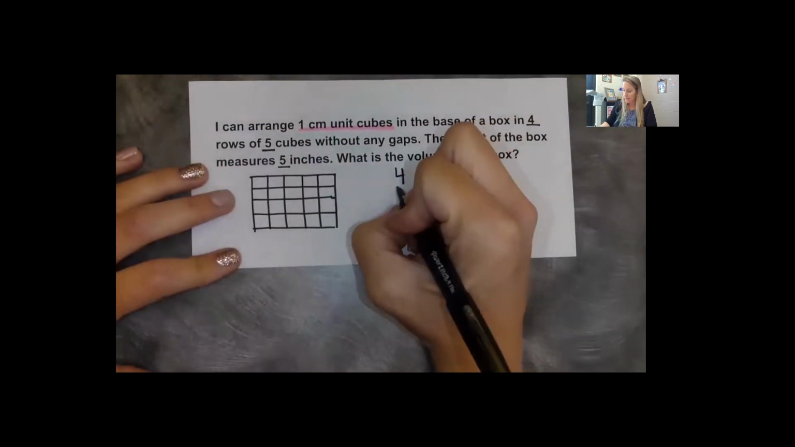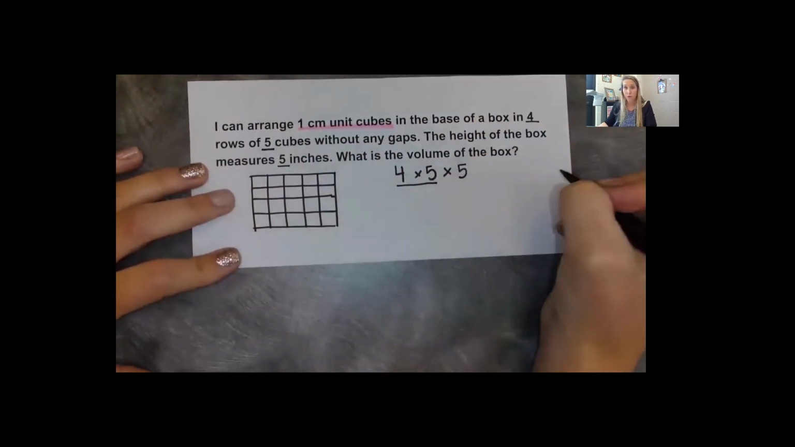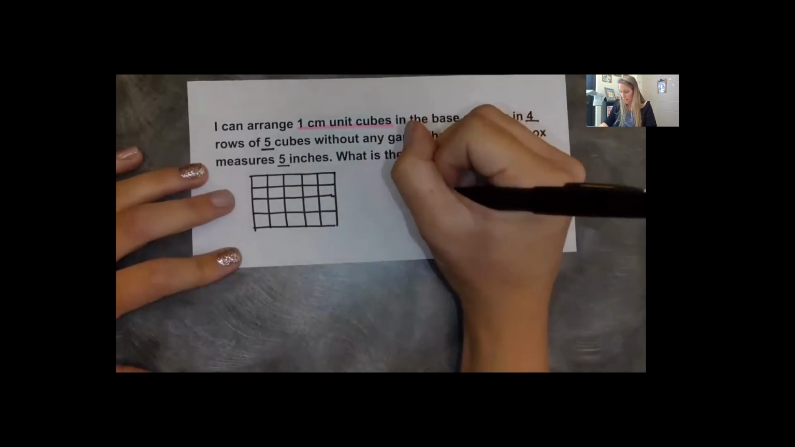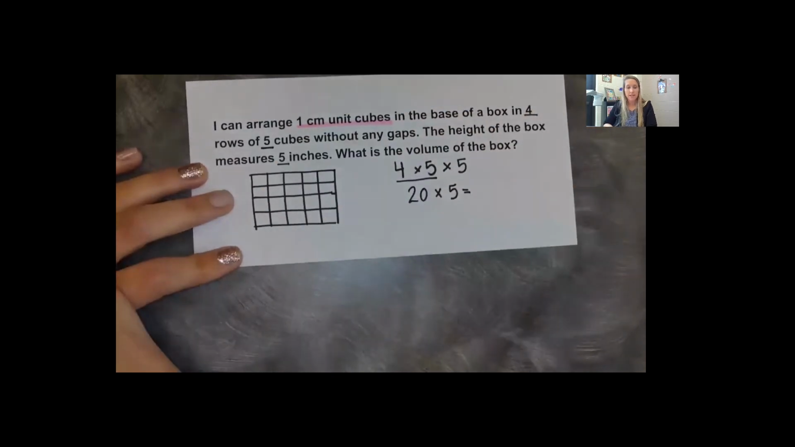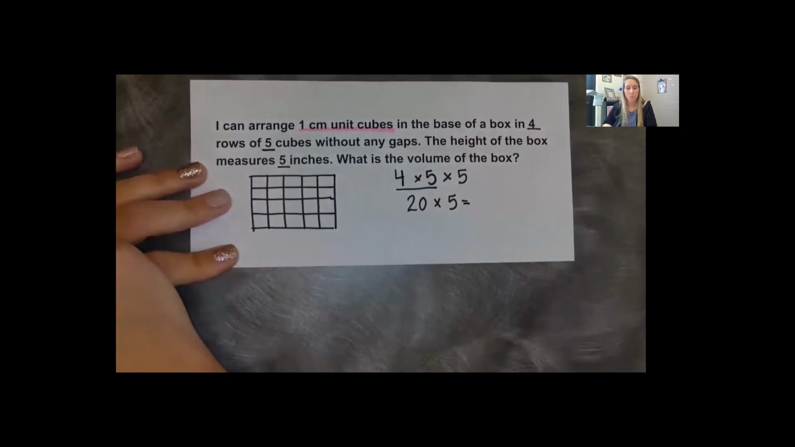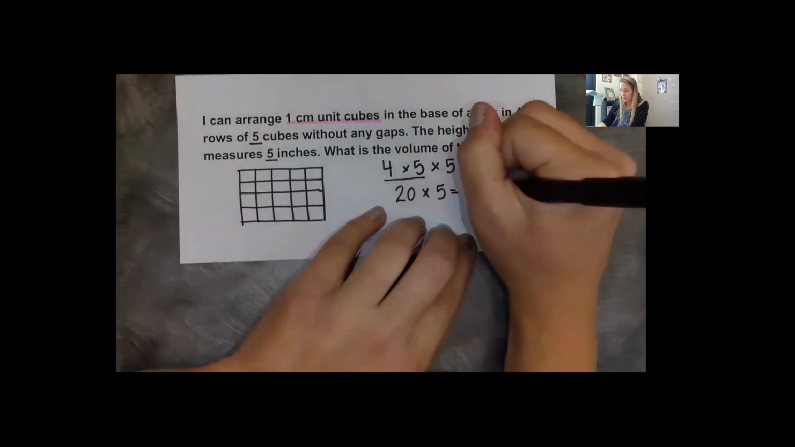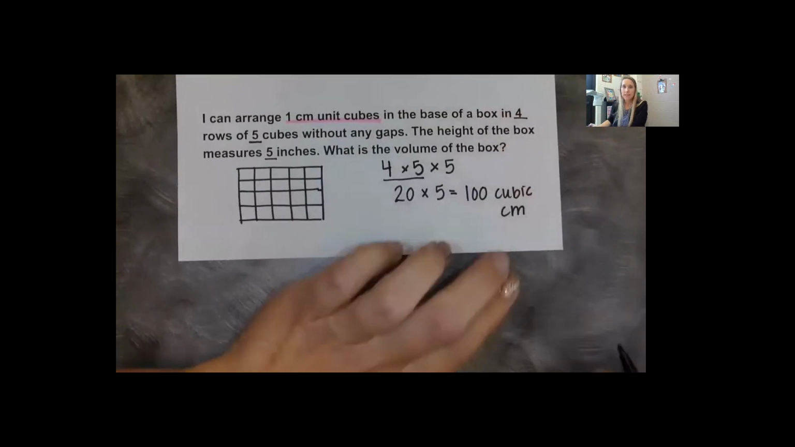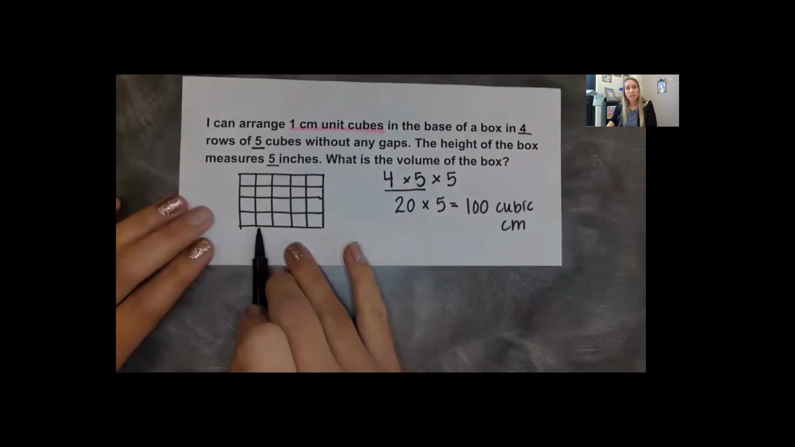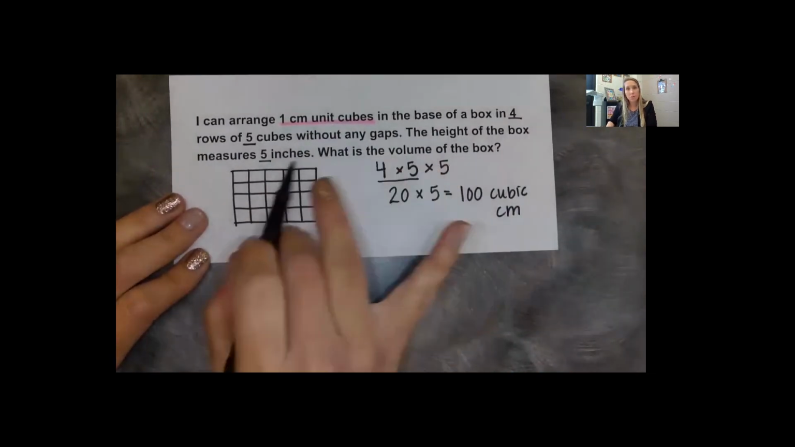Excellent. And so our base area would be 4 times 5 is 20, times a height of 5 says that this box would have a volume of what? Yes, 100 cubic centimeters.